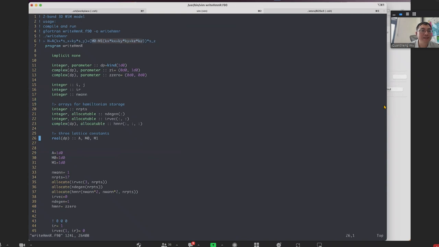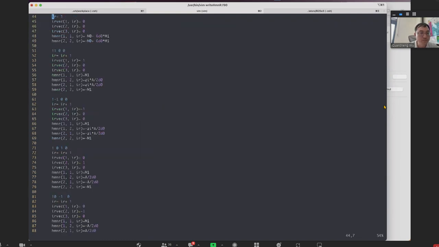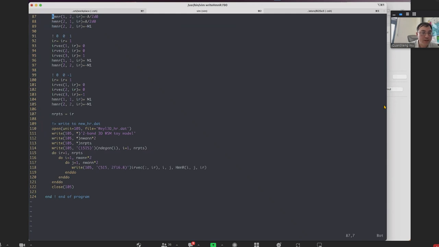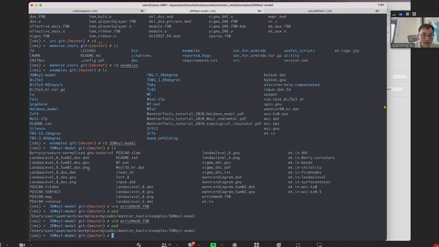This is a parabolic band, and we open the gap along the x and y directions, but it doesn't open the gap along the z direction. So you have two Weyl points along the z direction. Yes, it's here. It's just a very simple toy model. I think it's already shared on GitHub.